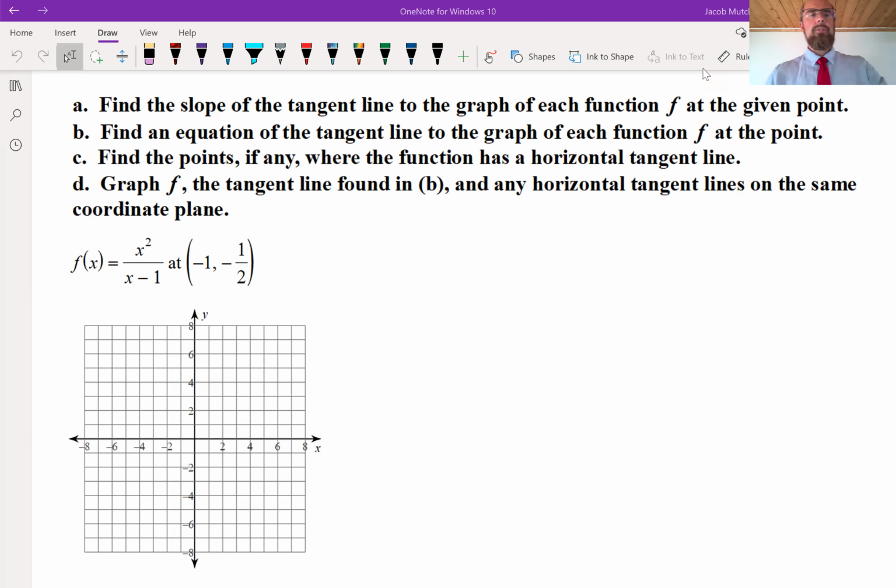Our function here is f of x equals x squared divided by x minus 1. And notice we have a coordinate point given here. So the point is -1, -1/2. And I'm assuming that's a point that's actually on that function. And I can see that this is different from what we've just done with our product function, in that I start off finding the slope of the tangent line to the function at that point. So that's likely not going to be a horizontal tangent line. It'll have a non-zero slope.